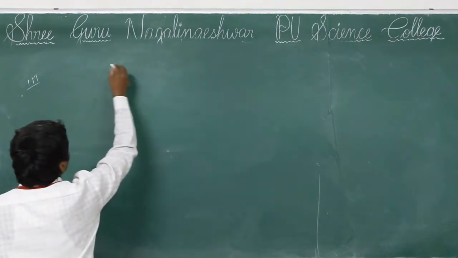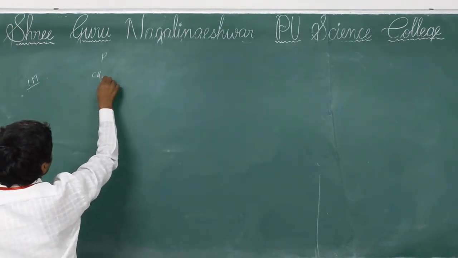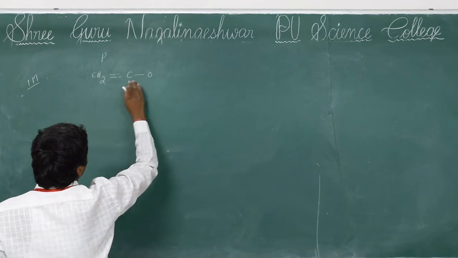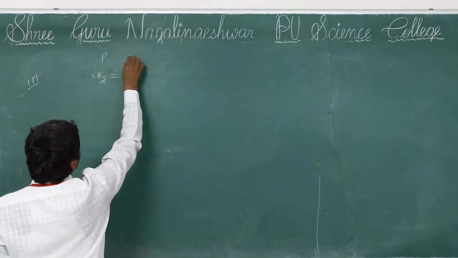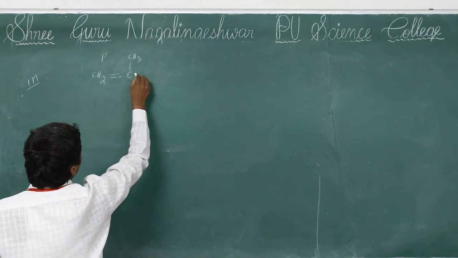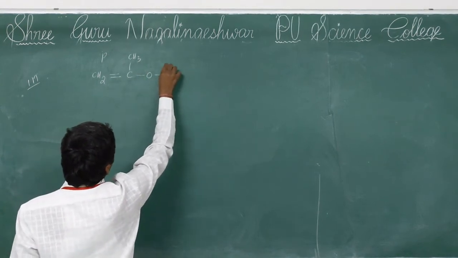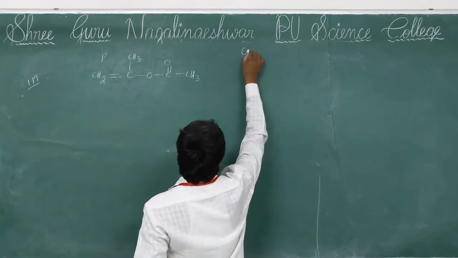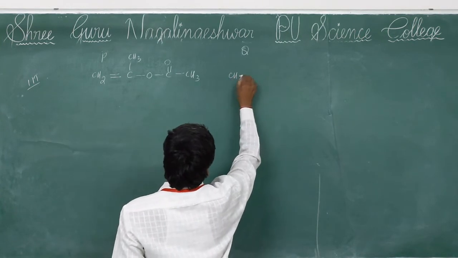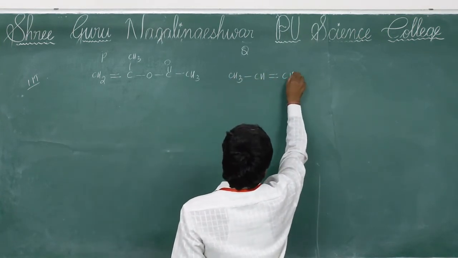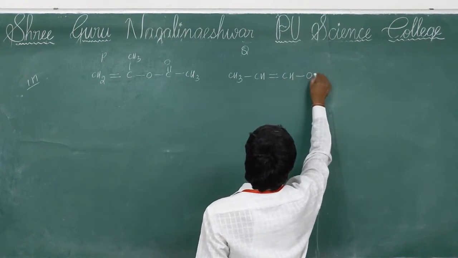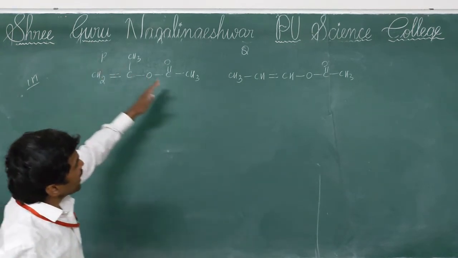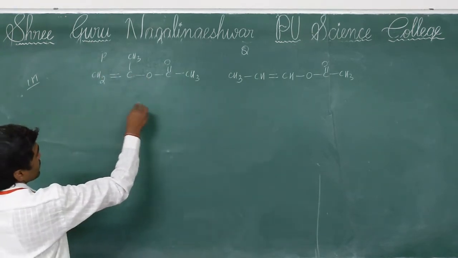The compound P is CH2=CH-O-C(=O)-CH3. This is the compound P. And compound Q is CH3-CH=CH-O-C(=O)-CH3. Okay. Compound P and Q undergo what?